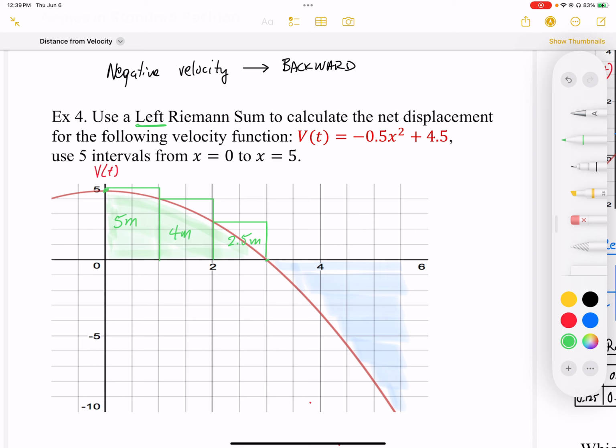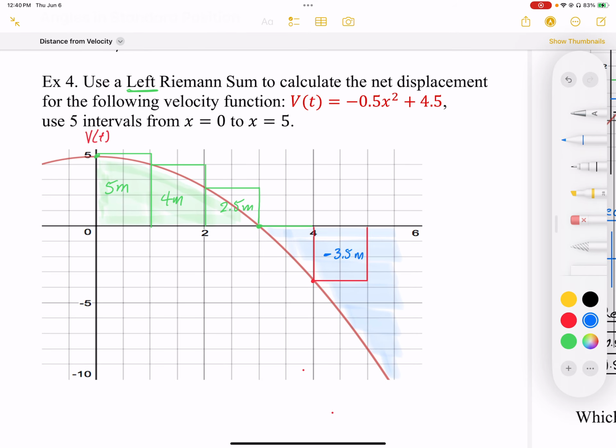Okay, my left edge is at 0. So this one here, although we know it's moved, is really just going to give me a displacement of 0. And then for the last one, our height looks like it's going to be about negative 3.5. Okay, so that displacement is going to be negative 3.5 meters.